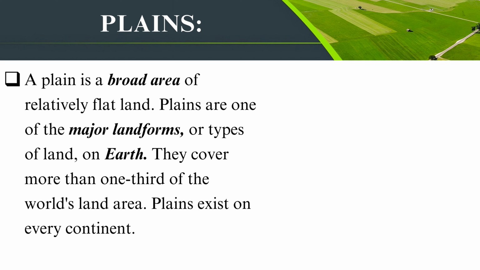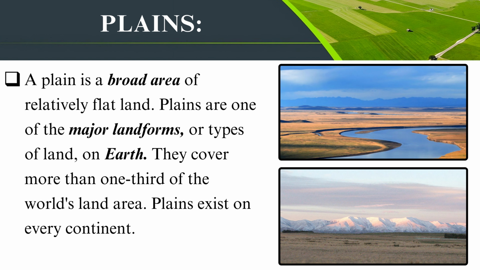A plain is a broad area of relatively flat land. Plains are one of the major landforms, or types of land, on earth. They cover more than one-third of the world's land area. Plains exist on every continent.